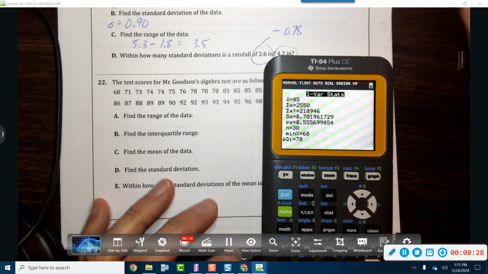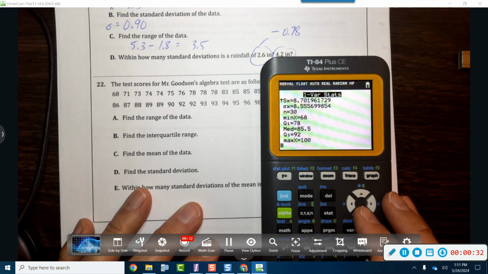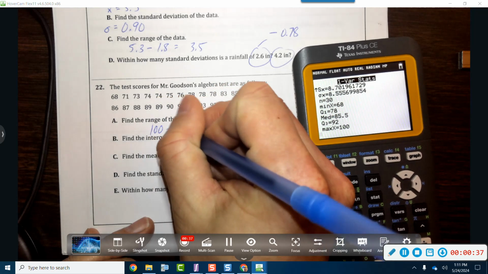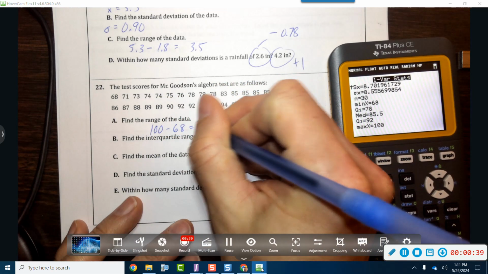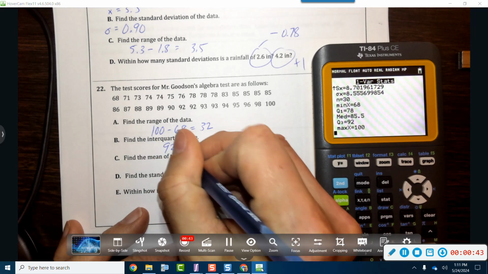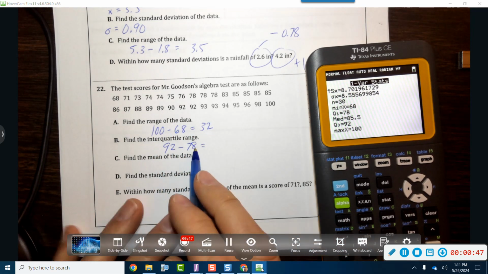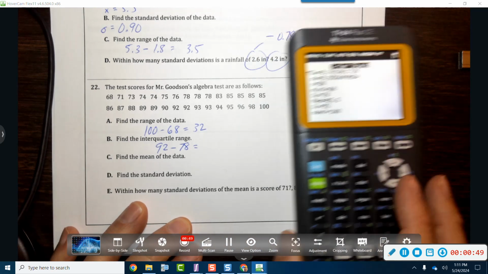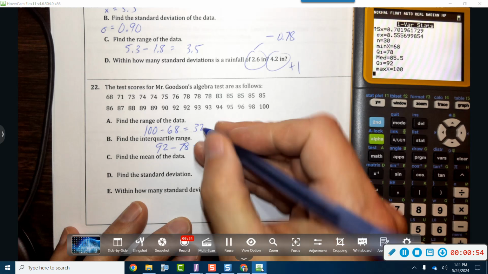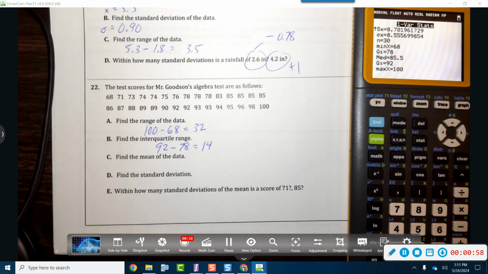So let's find the range. The range is given by the max minus the min. So 100 minus 68 is going to be 32. Interquartile range is 92 minus 78, because that's Q3 minus Q1. So it's going to be 14. Okay, 14. Find the mean of the data.